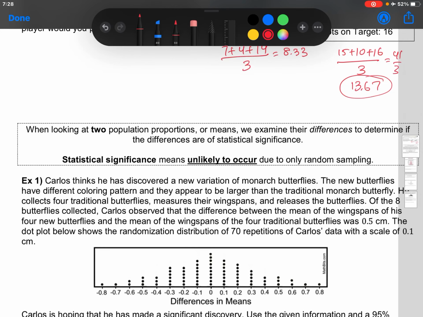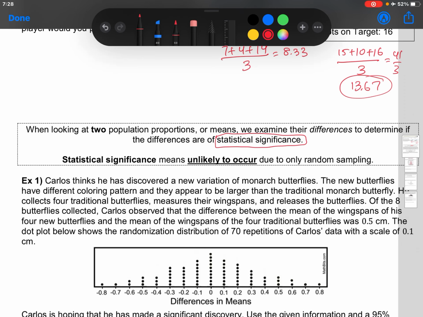When looking at two population proportions or means, we examine their differences to determine if their difference is statistically significant. So basically that's what you do. Statistical significance, that's the key word in our lesson today. What does that mean? It means unlikely to occur due to random sampling.